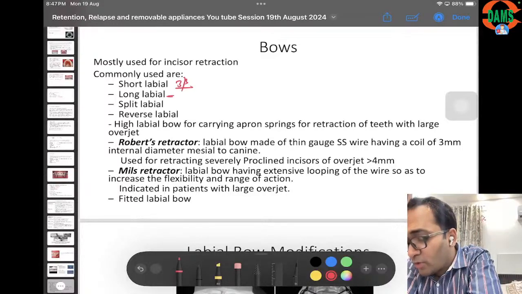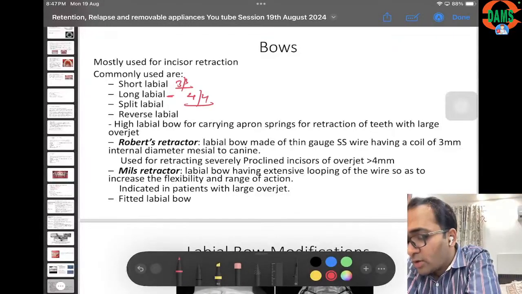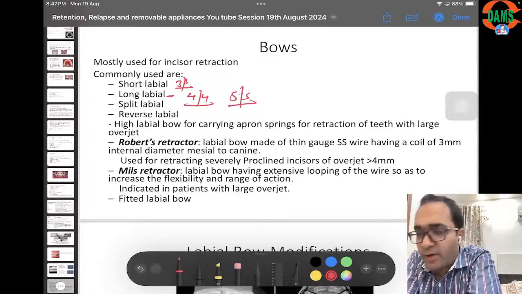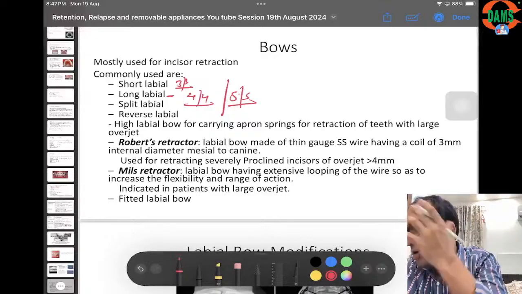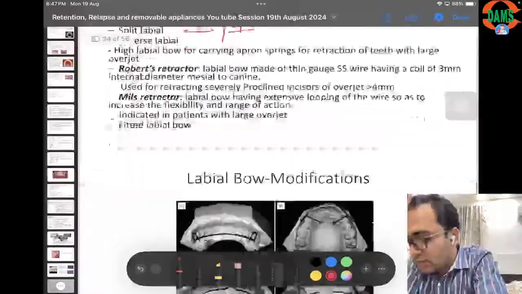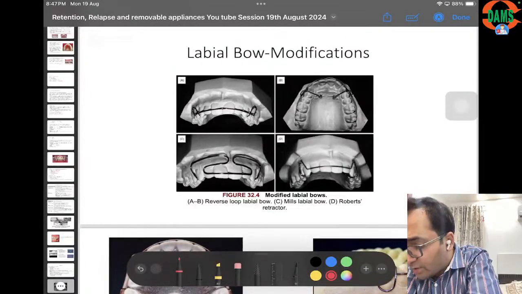Long is from premolar to premolar, 4 to 4, or if there is an extraction case from 5 to 5, from second to second. Split labial bow is the one which is cut into the middle for closure of midline diastema. Reverse labial bow, I'll just show you the image. So this is the reverse, the loops are reverse. This is a reverse labial bow.